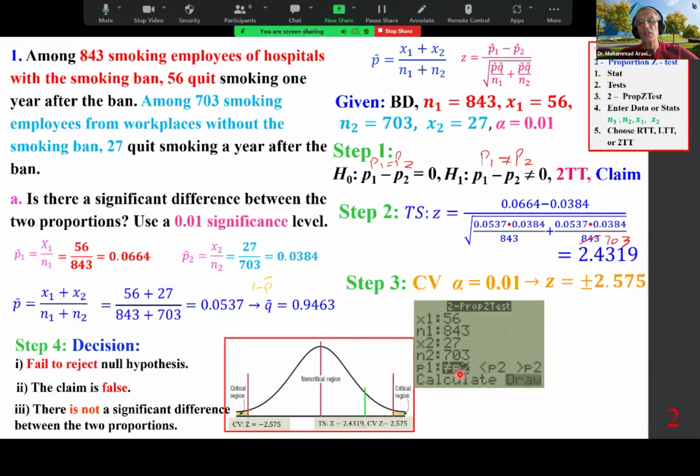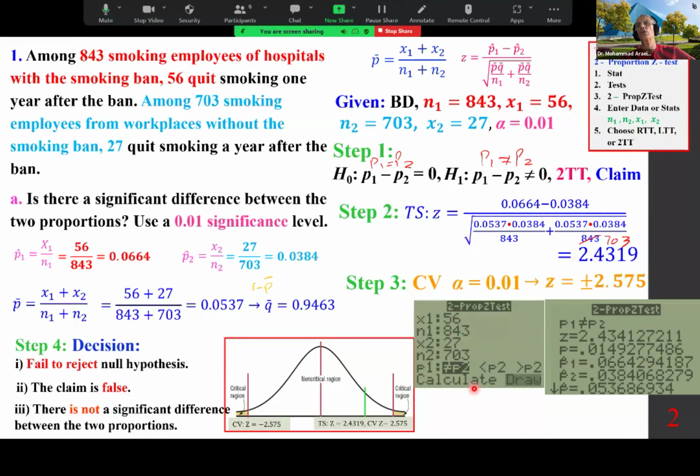And P1 is not equal to P2. That makes it a two-tail test. You do the calculation. As you do the calculation, here's what you notice. These are the important parts. So this is P1 hat, it's been calculated for us. This is P2 hat, it's been calculated for us. And this last one is P bar, and it's been calculated for us.